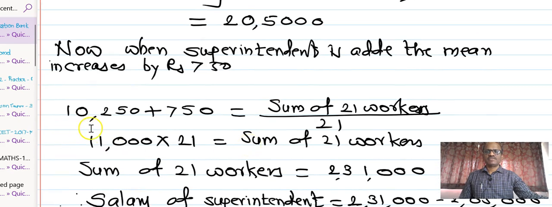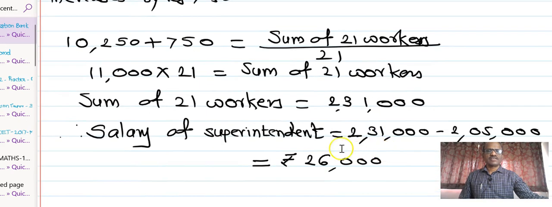Therefore, 10,250 plus 750 is equal to the sum of 21 workers upon 21. If you add this, then you will get 11,000 into 21. That is the sum of the 21 workers, and that is 2,31,000. And the salary of the superintendent is equal to 2,31,000 minus 2,05,000, and that is equal to 26,000, which is the salary of the superintendent.